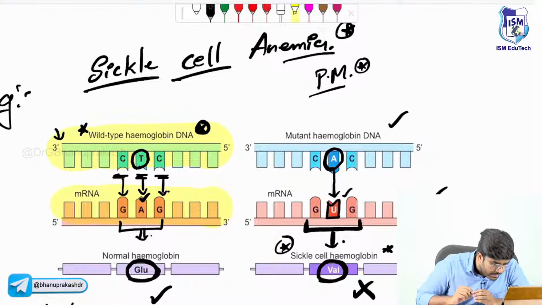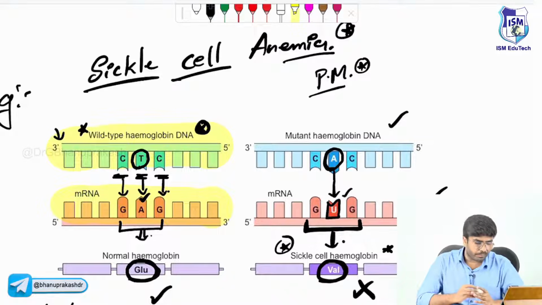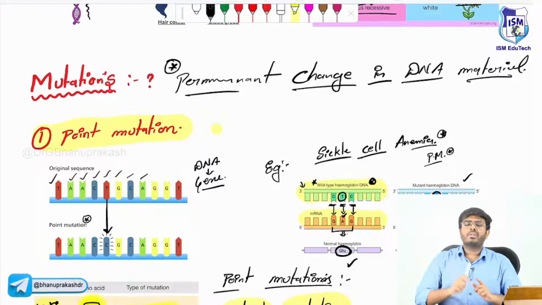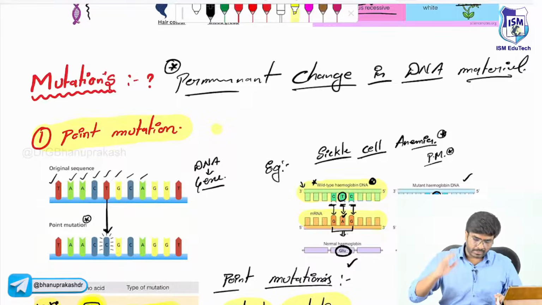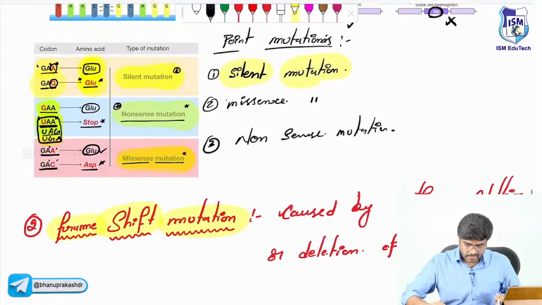Yes, you are right. So it's an example of missense mutation. Now just tell me, how many types of point mutations are there? There are three types of point mutation. What are they? Missense, nonsense and silence. Okay, done.